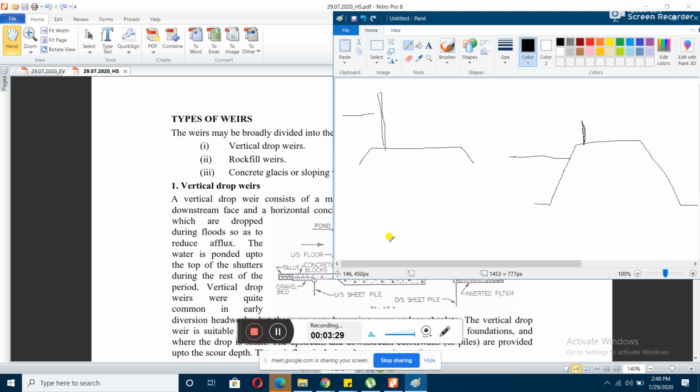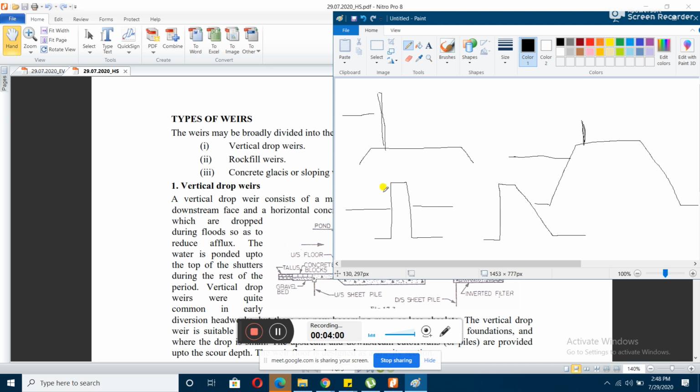So this weir wall can be constructed in three different ways. That is, both the upstream and downstream side can be vertical, like this, the water level is up to this. So both the upstream and the downstream side can be vertical. Another one can be like, the upstream side is vertical and the downstream side is sloping. Why is it being made?